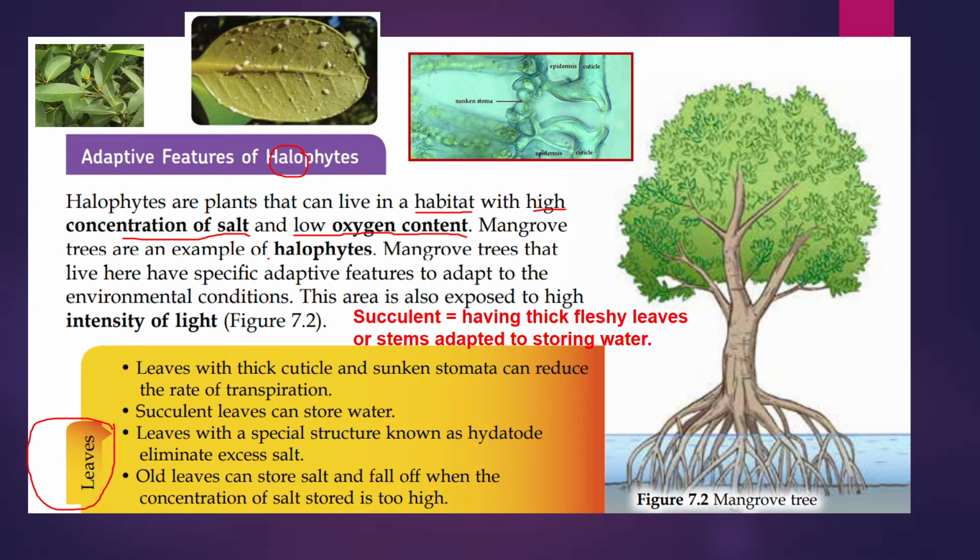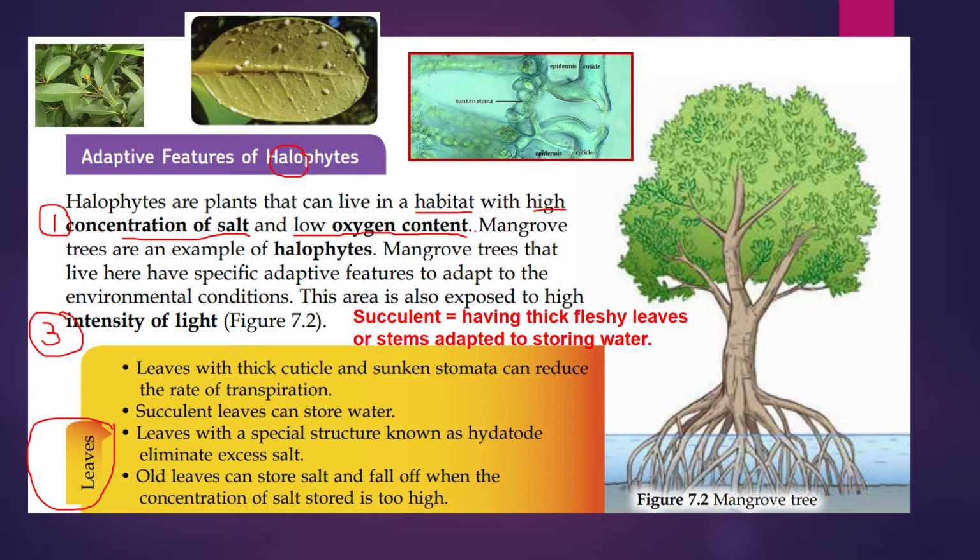So mangrove trees, these are the examples of halophytes. Mangrove trees here have specific adaptive features which enable them to survive in this harsh environment. And not only these two challenges of the harsh environment, another one, number 3, is that it has this high intensity of light.